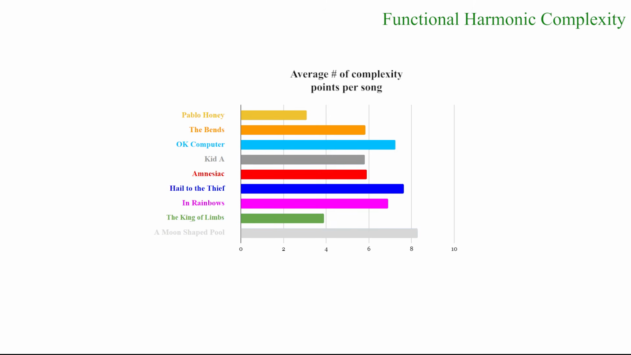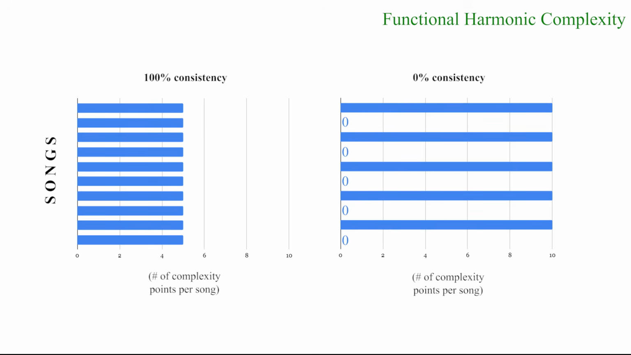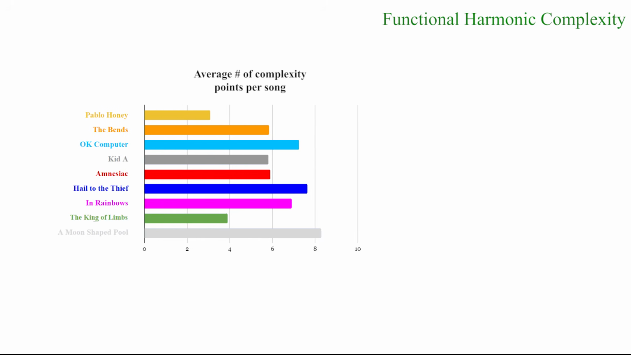This isn't the whole story, though. We should also look at the spread of points within each album. I converted my usual mean absolute deviation into a measure of consistency, where an album with 100% consistency is one whose songs all have the exact same complexity. In contrast, an album with 0% consistency could be due to half the songs having 0 points and the other half having double the average. Here are the consistency values.